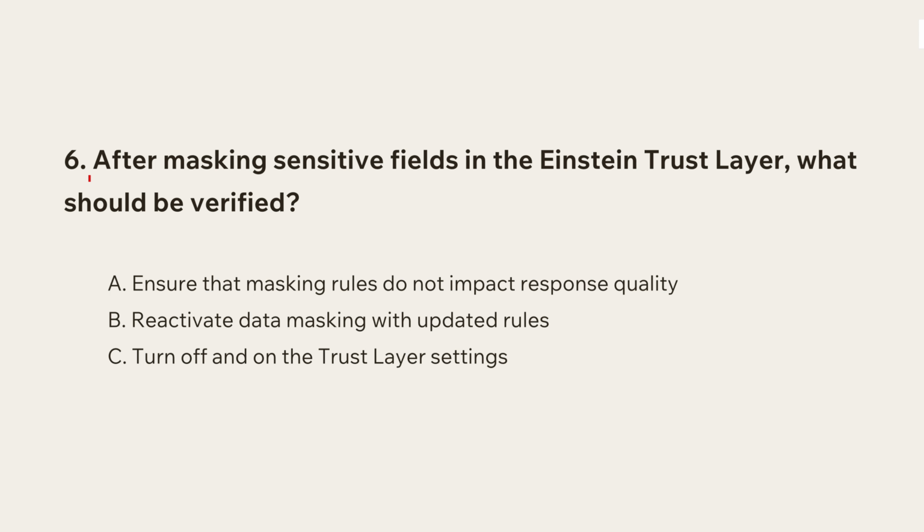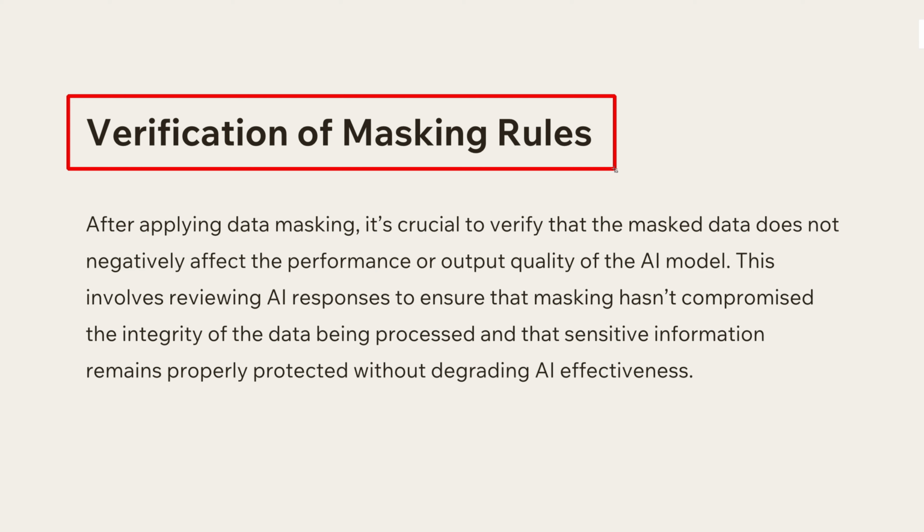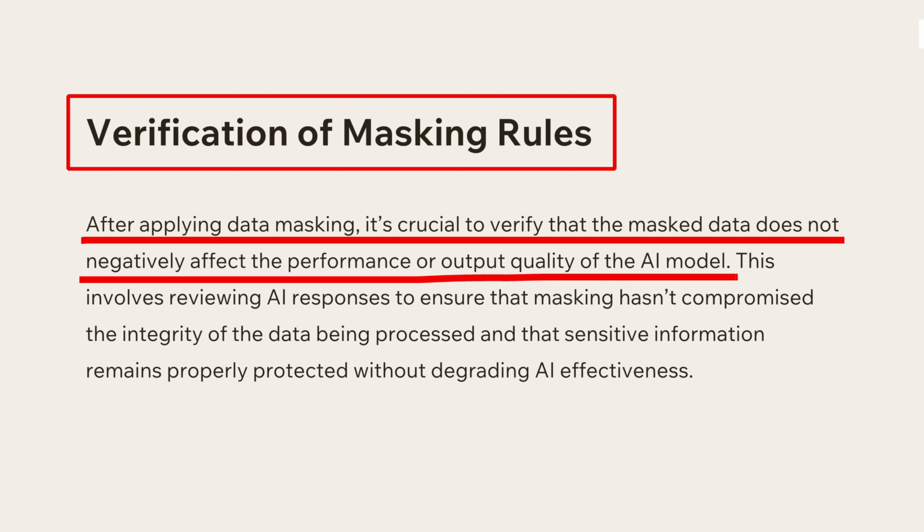Question 6. After masking sensitive fields in the Einstein Trust Layer, what should be verified? The knowledge point of this question is verification of masking rules. After setting up data masking, you need to check that the hidden information doesn't mess up the AI's output. This ensures privacy protection without reducing the quality of the AI's responses.